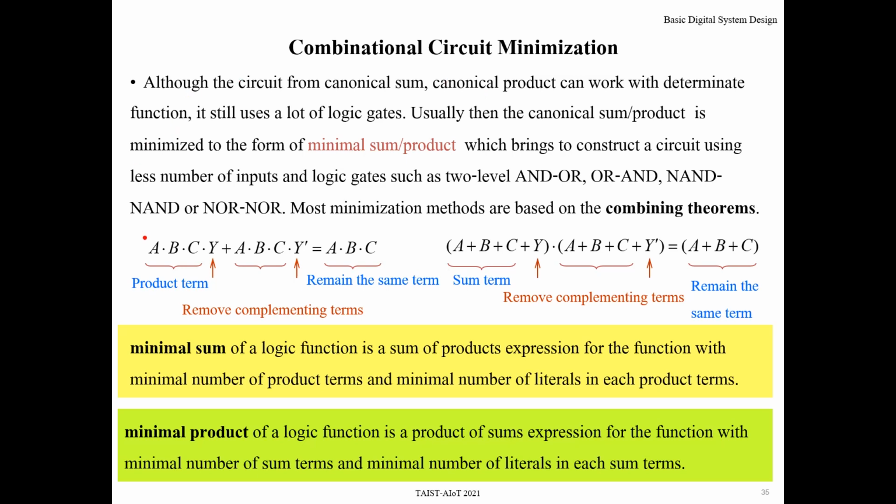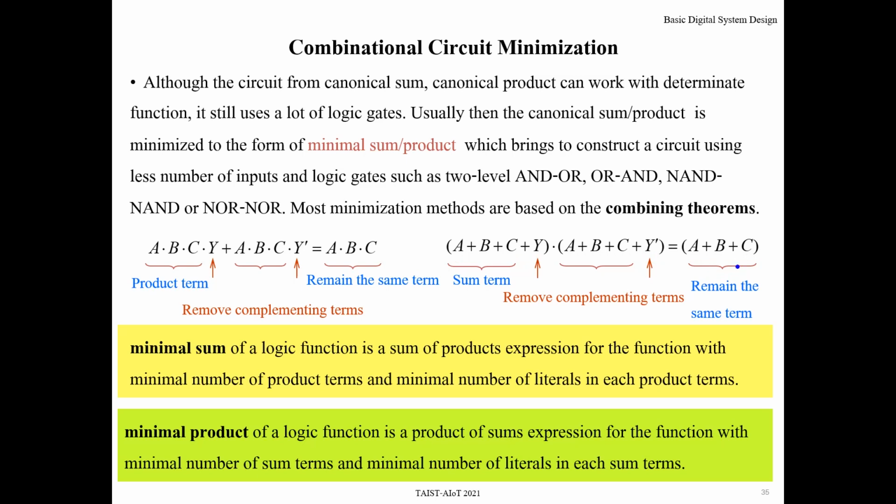For example, this one is the same, a b c. This one is y prime. The result will be a b c, the same term. Or this one also: a plus b plus c plus y, a plus b plus c plus y prime. The result is the same term, same part.